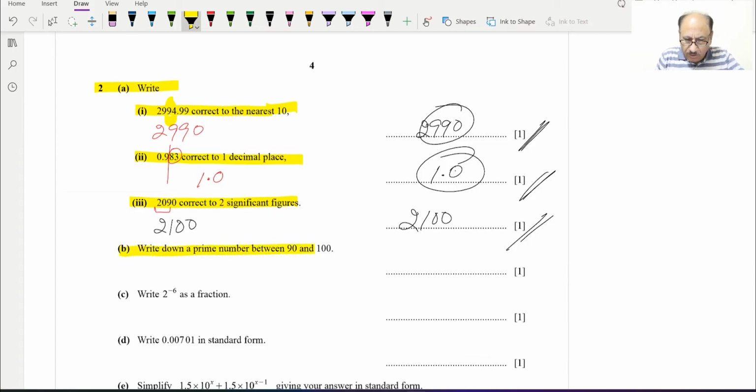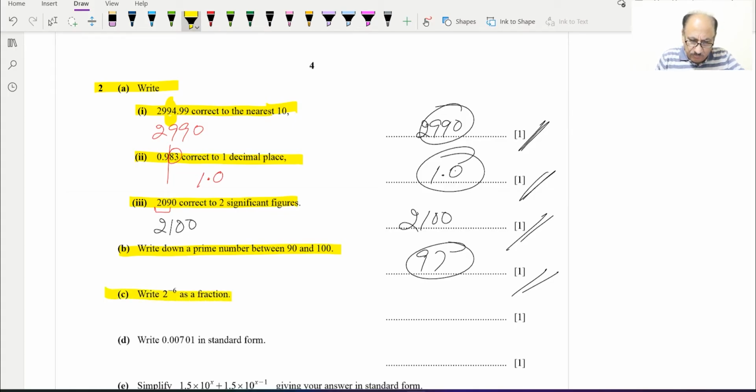Write down a prime number between 90 and 100. We can write 97. It is not divisible by anything, it's only divisible by 1 and itself, so 97 can be our answer, and this is for 1 mark.